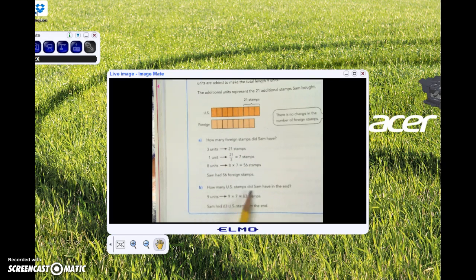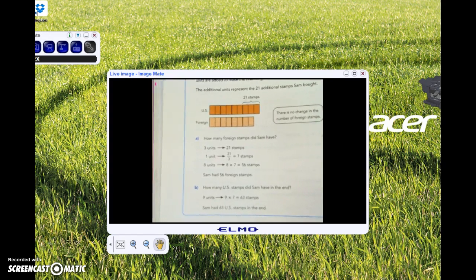Then for B, it says how many US stamps. Well, I can go up here and count how many units: 1, 2, 3, 4, 5, 6, 7, 8, 9. And I know each one is 7, so 9 times 7 would be 63 US stamps. So hopefully that helps you to do number 5, the guided practice problem.